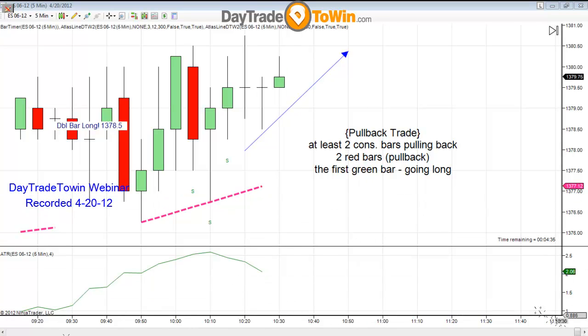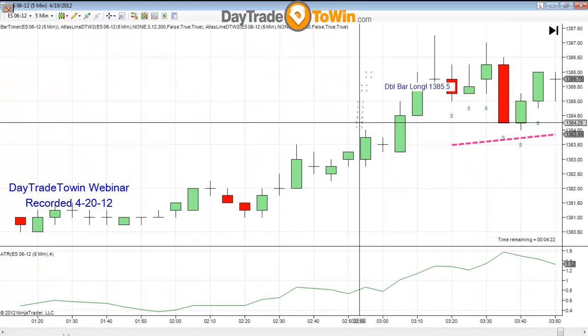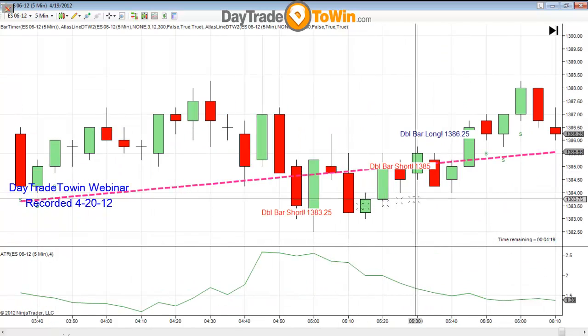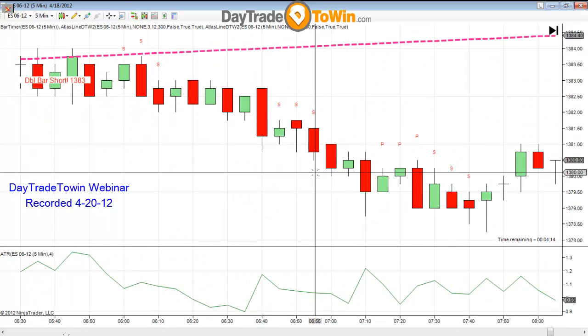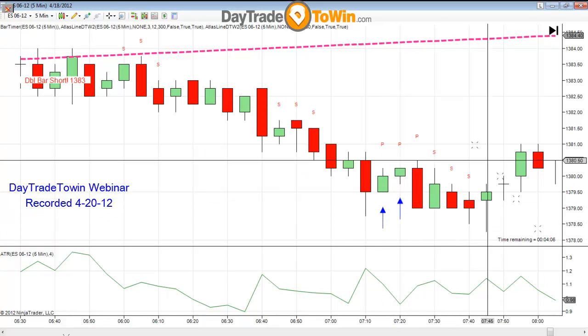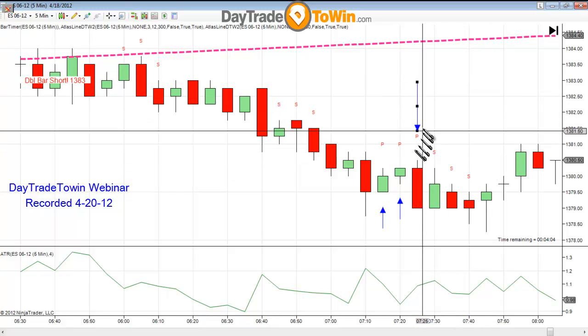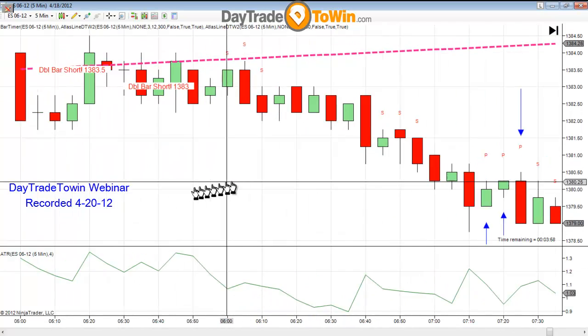Now that I've identified a pullback, I know where to go long. It's just a matter of waiting for the price to do its thing and to show me. All right, so let's take a look here at pullbacks, strength, strength, strength, strength, pullback. Okay, 2 consecutive green bars. I've identified a pullback. The first bar that closes red, I'm going short. That's a pullback. Right? Here's another one.